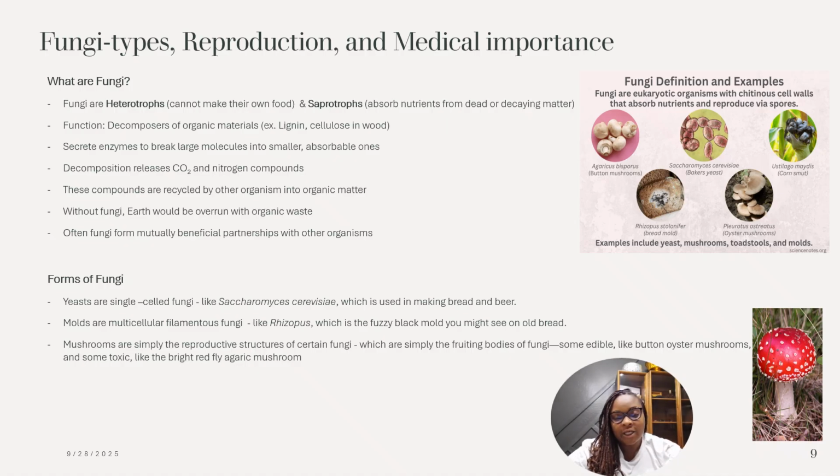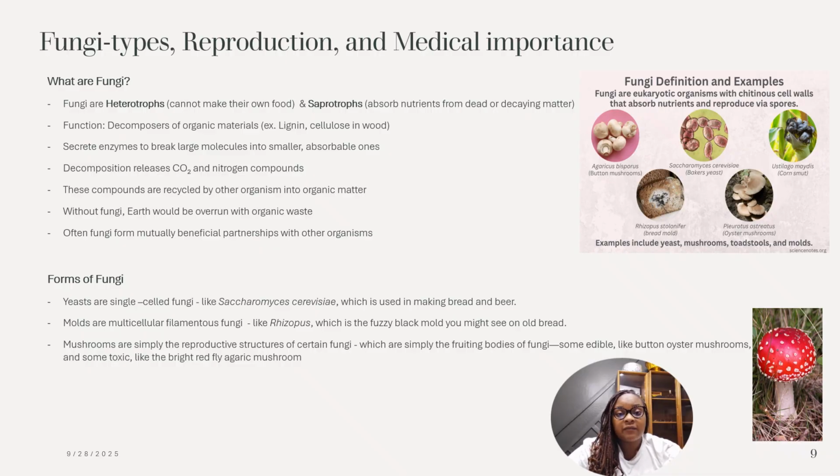Hi, I'm Anji. So fungi, we're going to talk about their types, reproduction, and medical importance. Fungi are heterotrophs, meaning they can't make their own food like plants. Many are saprotrophs, which means they absorb nutrients from dead or decaying matter. Their biggest role in nature is to be a decomposer.